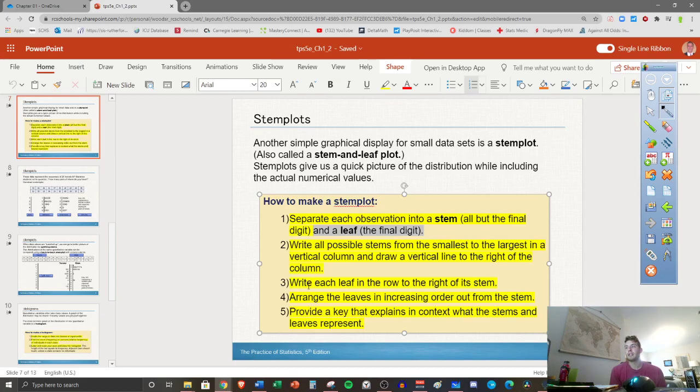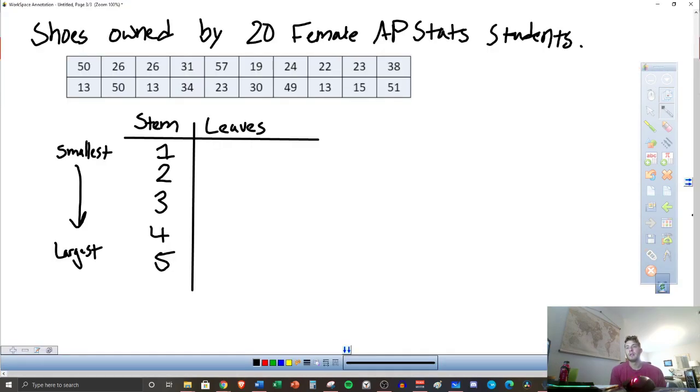Now, we want to go to the next step. Write each leaf in the row to the right of its stem. Arrange the leaves in increasing order out from the stem. So here's the stem, 1. I'm looking at all the numbers that have a 1 in the tens place. That's this 13 here, 13, 13, 15, 19. So all of those are going to be placed in the leaves column. And again, we want to go from smallest, it said increasing order, to largest.